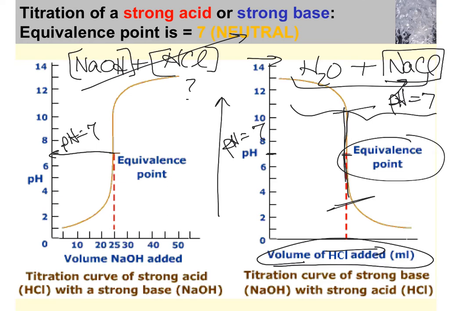And so typically to find a more precise value for the equivalence point, tangent lines will be drawn on either end of the curve. The distance is measured between those two tangent lines, and then the halfway point is the pH.